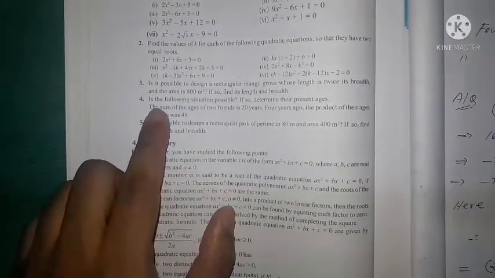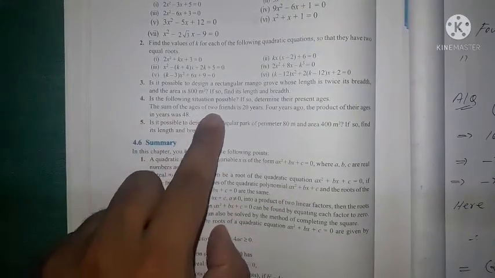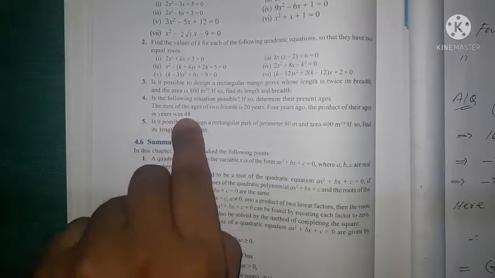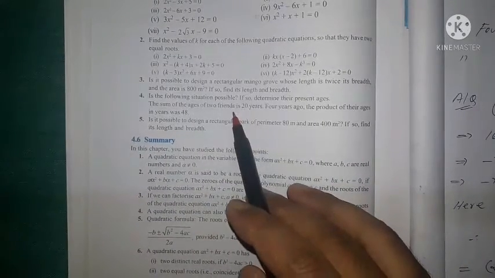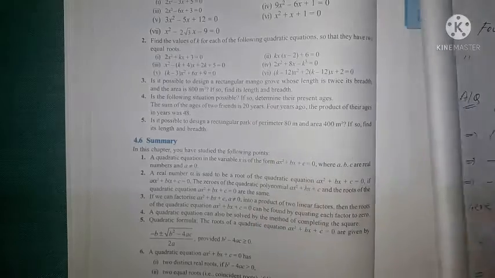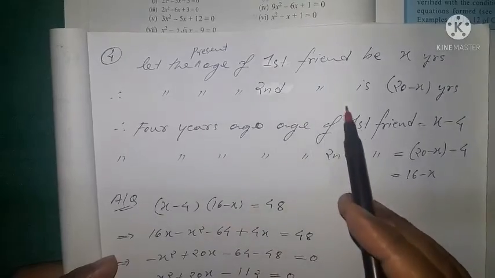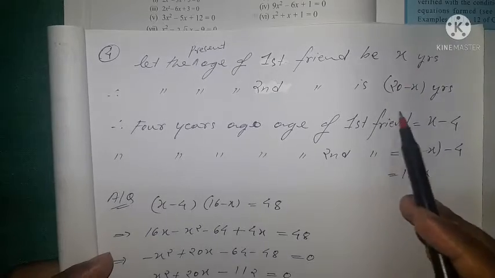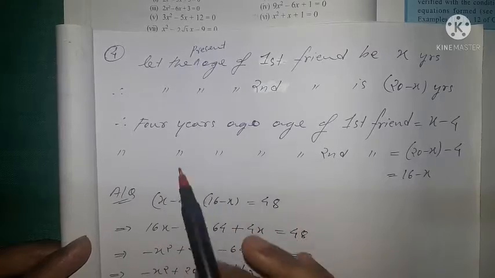That is 40 meters. Then question number 4, it is given: is the following situation possible? If so, determine their present ages. The sum of the ages of two friends is 20 years. 4 years ago, the product of their ages in years was 48. Let the present age of the first friend be x years. Since the sum of their ages is 20, the age of the second friend is 20 minus x.